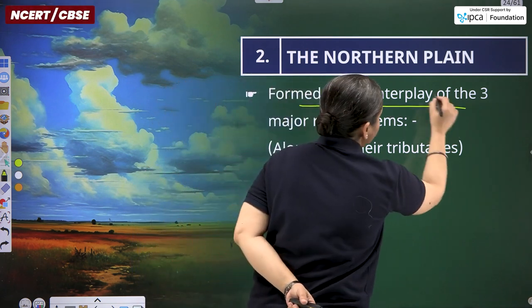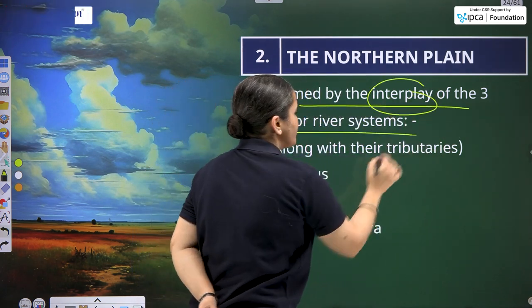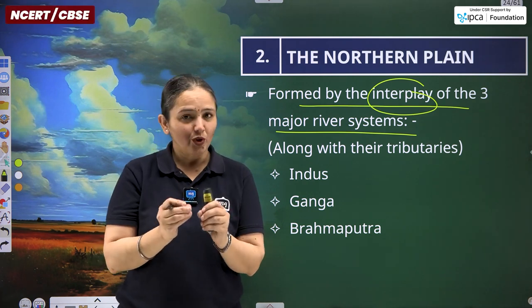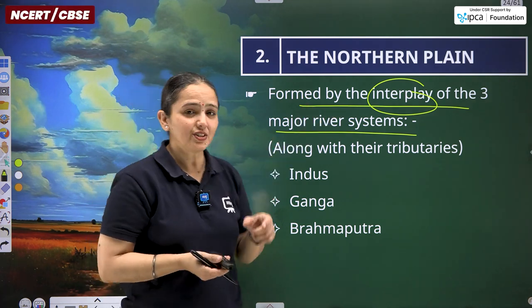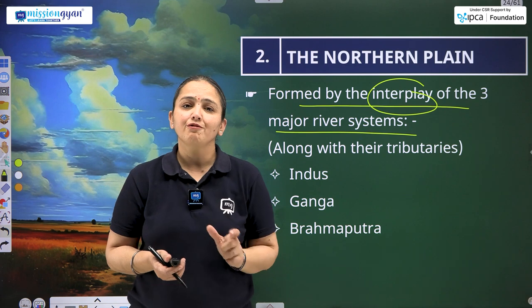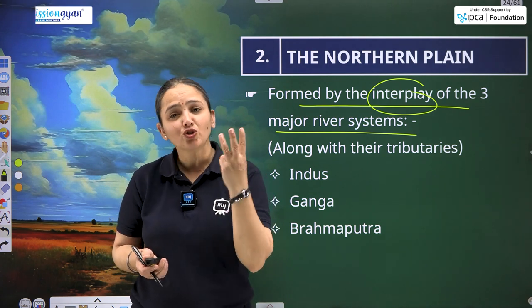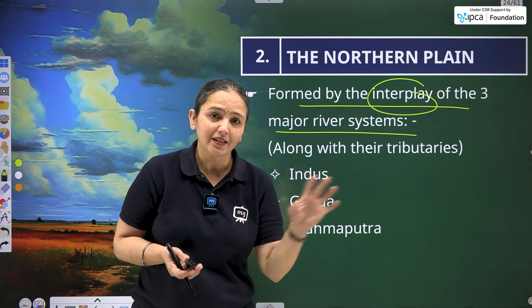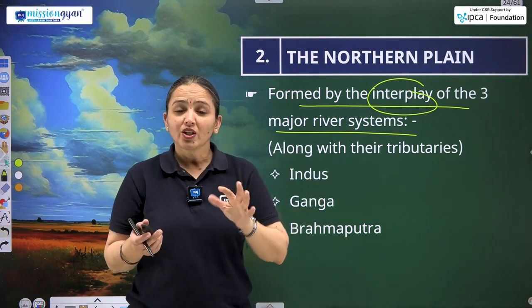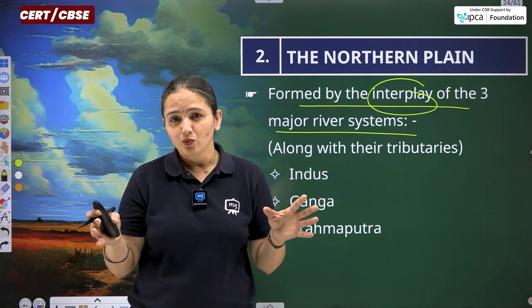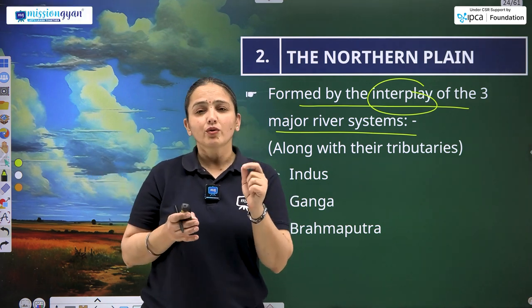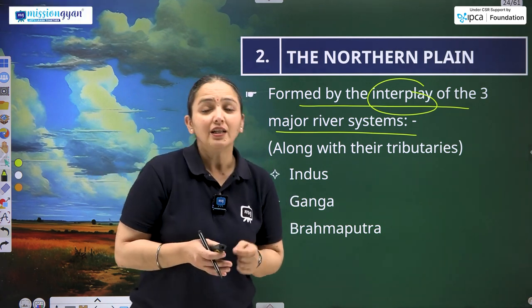Formed by the interplay of the three major river systems. So, in the simplest form, what you have to understand from the first statement is that the northern plains are formed with the help of the three major rivers that flow through the entire northern part of India, along with their tributaries and distributaries. What are tributaries and distributaries? Let me throw a minor light onto that.